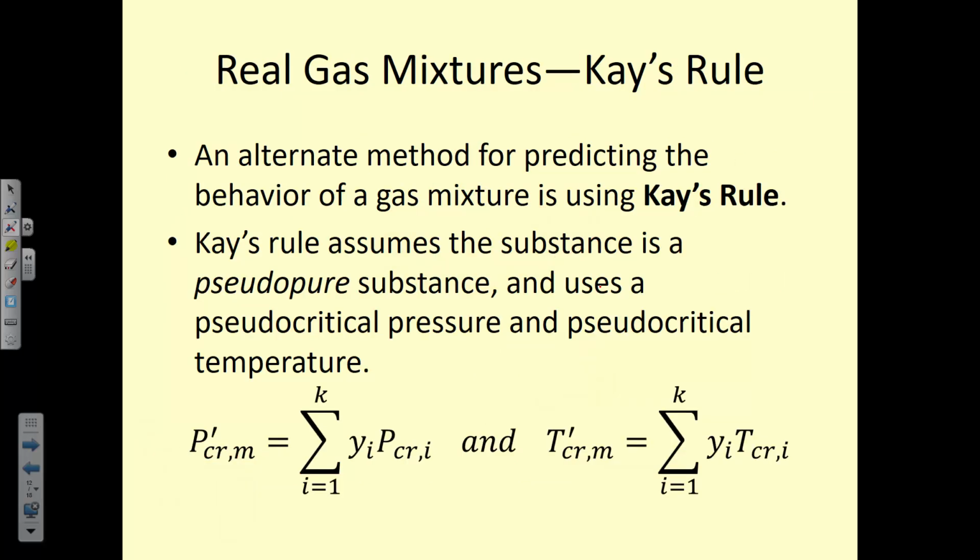Okay, so another rule that we can use, it's an alternate way of doing it. So rather than calculating the Z value for every single individual component, we now say, okay, I'm just going to average all of their critical points together and find an average critical point temperature and an average critical point pressure, and I'm going to use that to calculate the Z value and have some average critical point Z value. So this is called a pseudo-critical point.